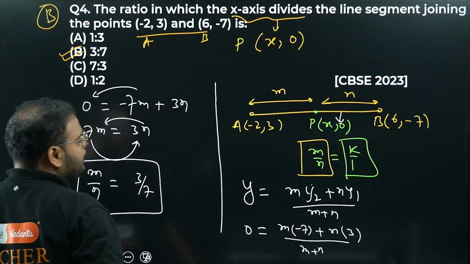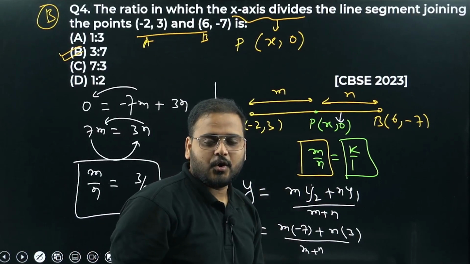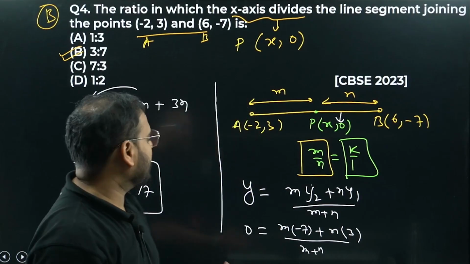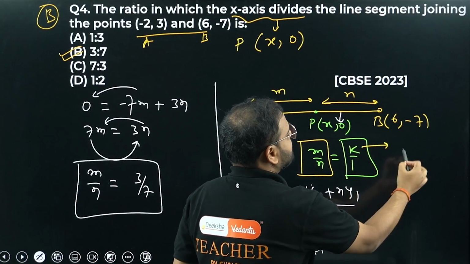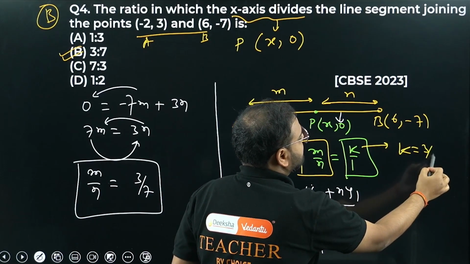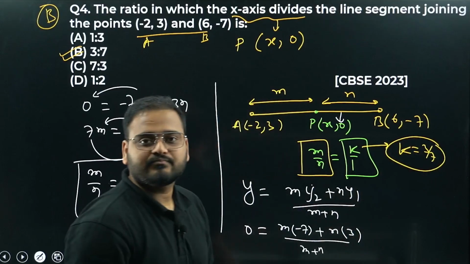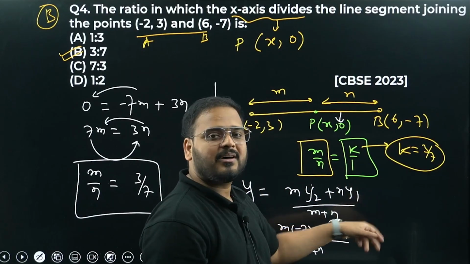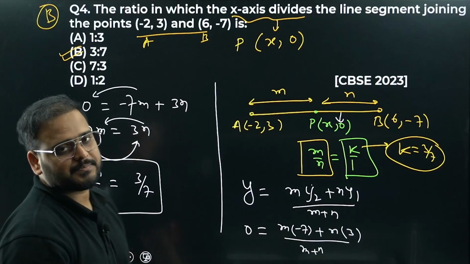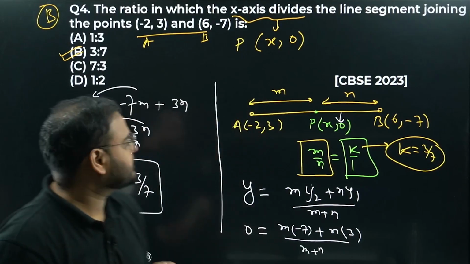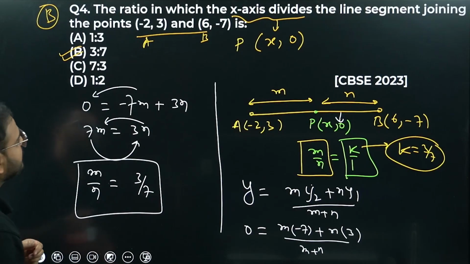Have a look. Whether you use k by 1 or m by n, the answer will be the same. In this case, if you use k by 1, you'll simply get k as 3 by 7. It'll become 3 by 7 by 1, again 3 by 7 only, right? So please take any approach, you'll get the same answer. Agreed? Great. Question number 4 is done.